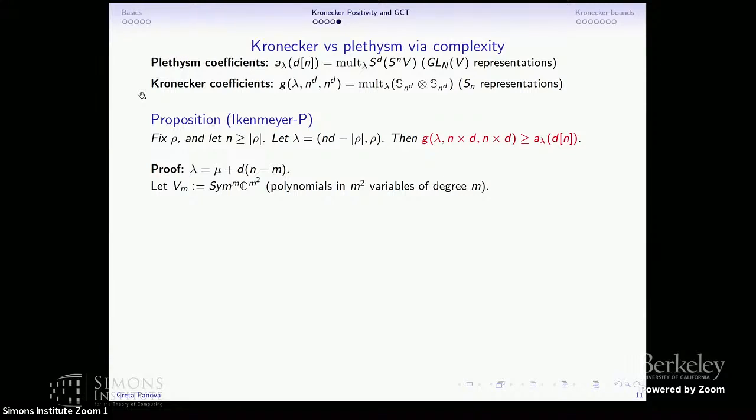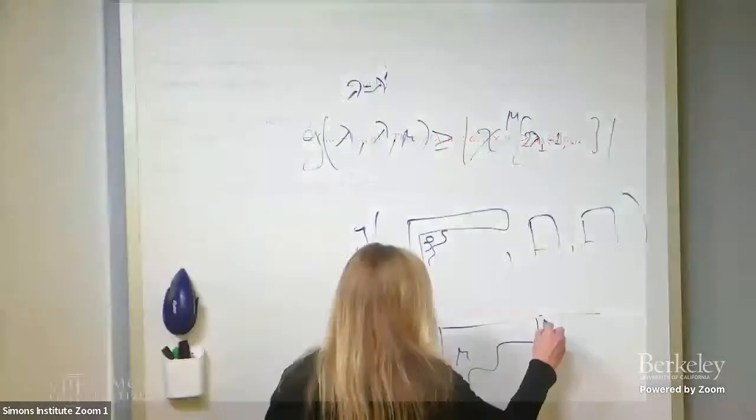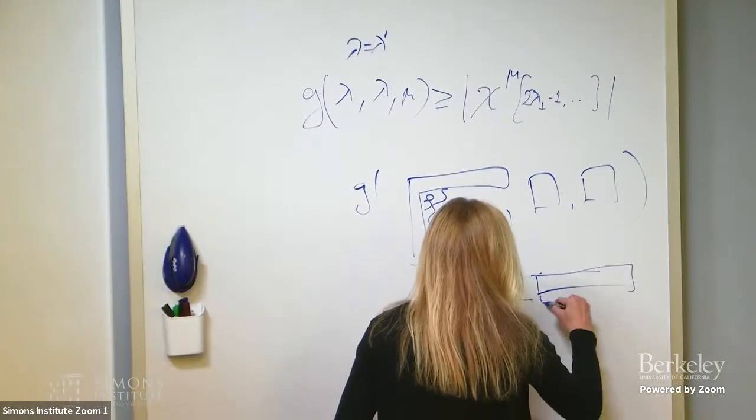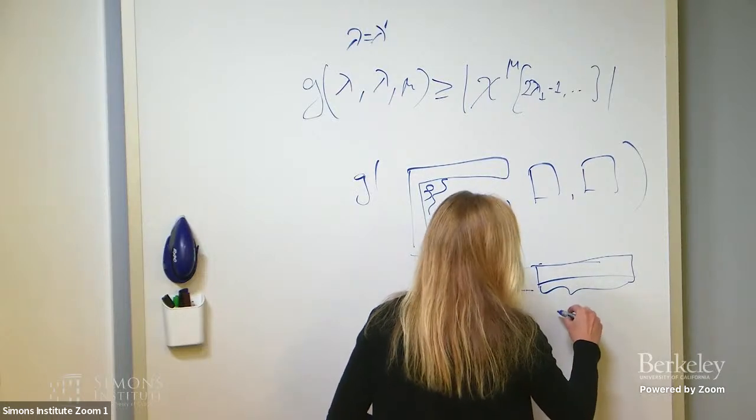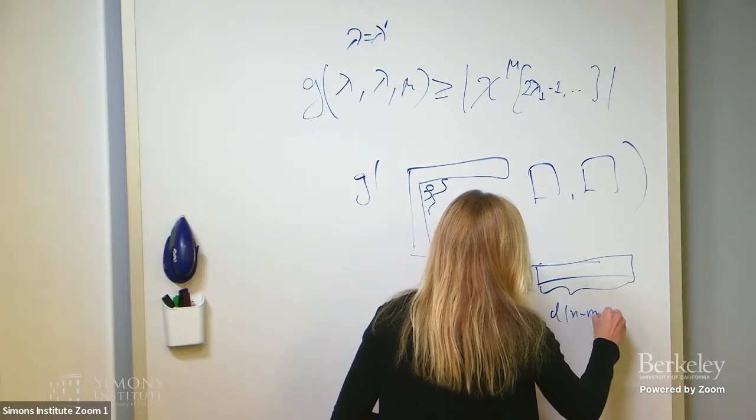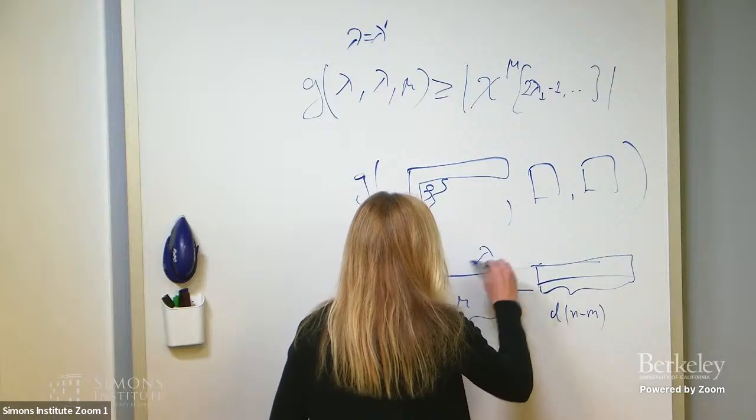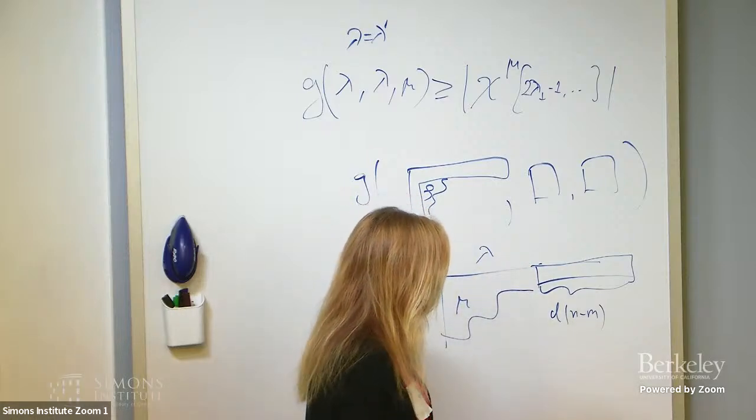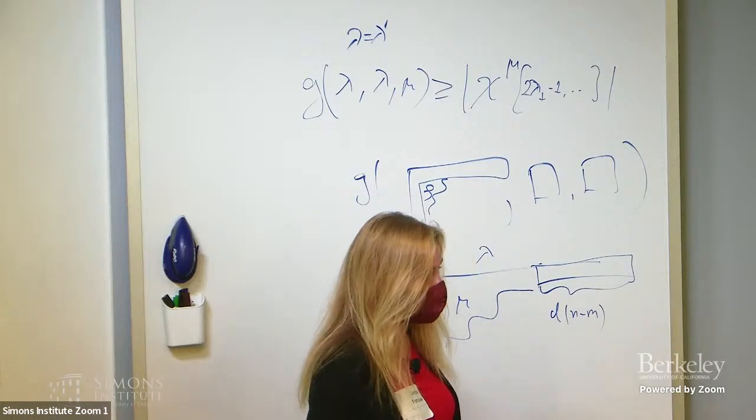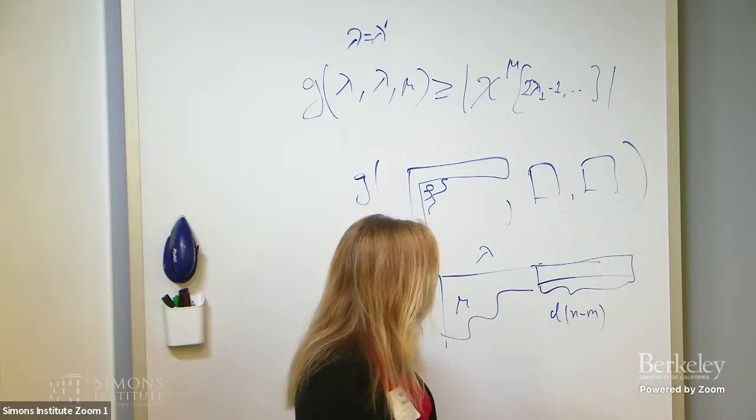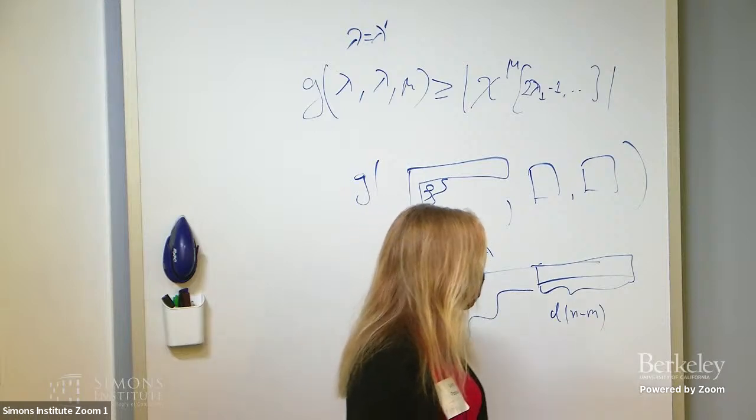So basically, if this is our partition mu and our partition lambda is adding d times n minus m boxes, so this is going to be the big partition lambda. When we do this, not many things change. That's basically the idea.